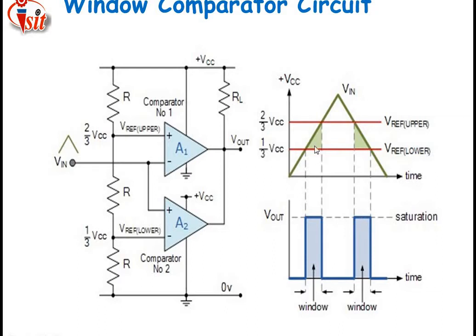V reference for the upper threshold and V reference for the lower threshold. Here the waveforms are shown. That waveform is for the window-like structure. For that purpose this type of comparator is called a window comparator circuit, which has input reference voltages of 2/3 VCC and 1/3 of VCC.